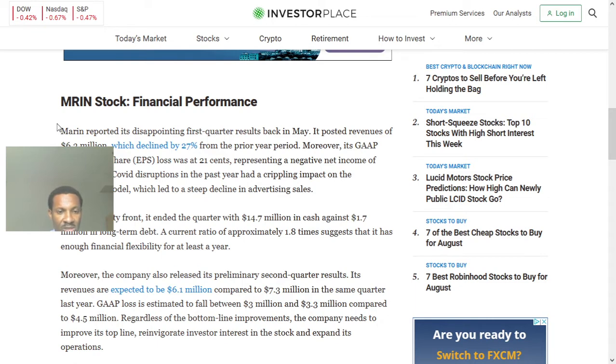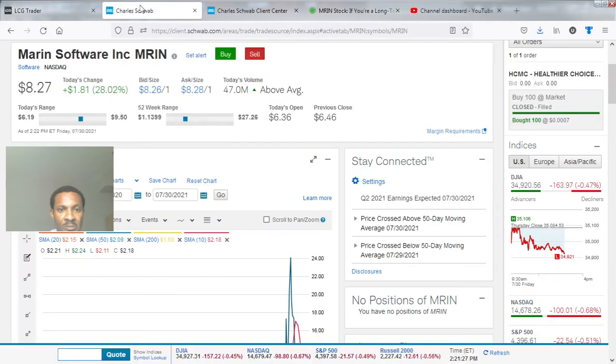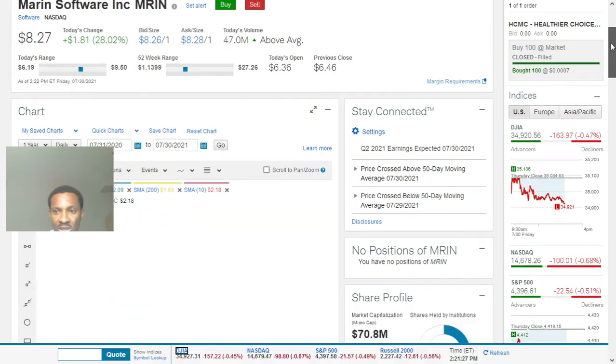On the liquidity front, it ended the quarter with $14.7 million in cash against $1.7 million in long-term debt. A current ratio of approximately 1.8 times suggests that it has enough financial flexibility for at least a year. So some of these issues it has, the uncertainty, the fact that its first quarter results were quite disappointing, brings this other news to our attention.